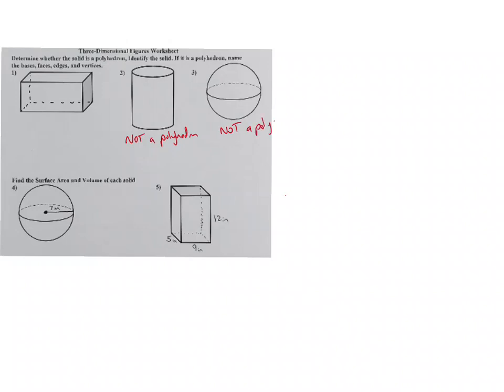Now even though it's not a polyhedron, we can still identify the solid. This is a cylinder, and this is a sphere. So cones are not polyhedrons. Anything that has a circular region is not. Now number 1 is a polyhedron. Yes, it's a polyhedron.